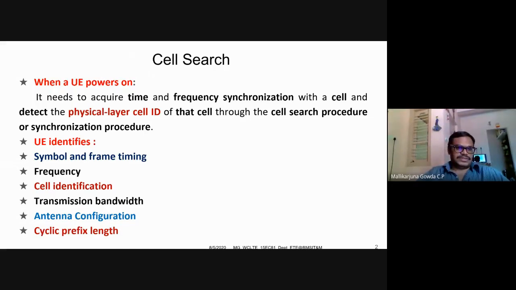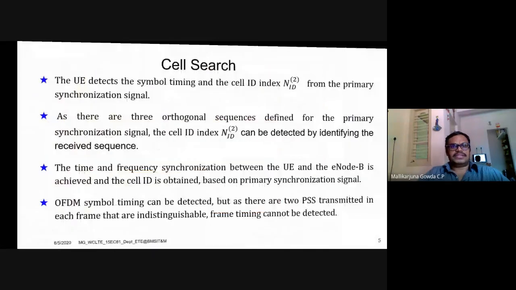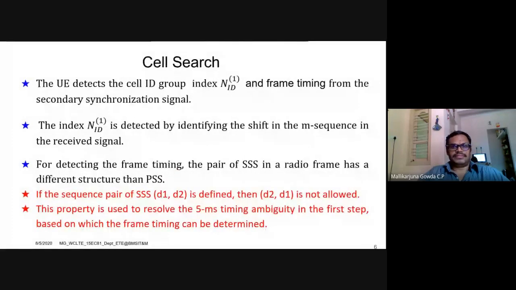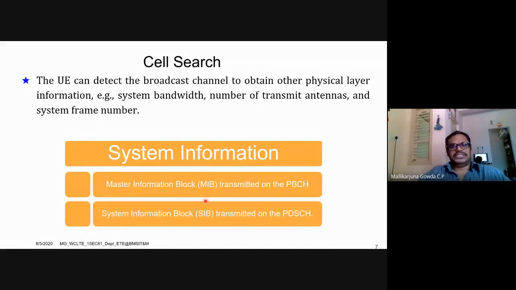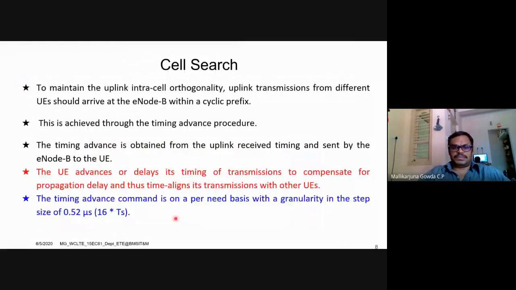I said what each step will be carrying. I was also talking about system information, which is divided into two types. One is the master information block, which will be transmitted on the PBCH, and the other is the system information block, which will be transmitted on the PDSCH. And this is the cell search procedure.